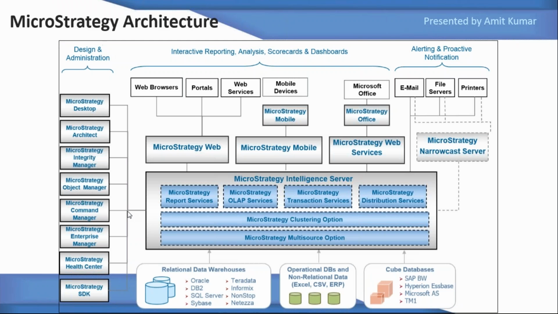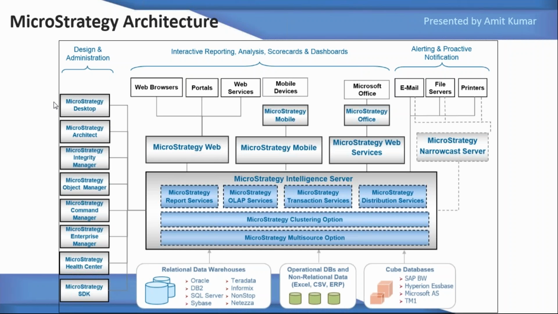So on the left side, where you can see my mouse cursor, these are all the different MicroStrategy products: MicroStrategy Desktop, MicroStrategy Architect, MicroStrategy Integrity Manager, Object Manager, MicroStrategy SDK. What is SDK? Software development kit. So these are all the different MicroStrategy products. Of course, it needs a huge cost and licenses to obtain all these different software. As I told you, we would be working on a development platform on MicroStrategy Desktop only.